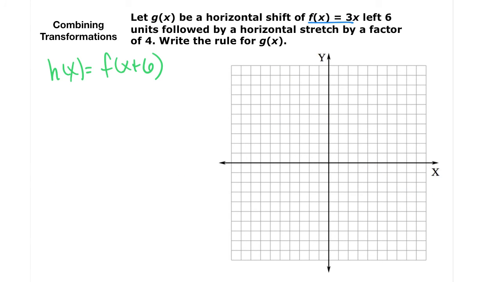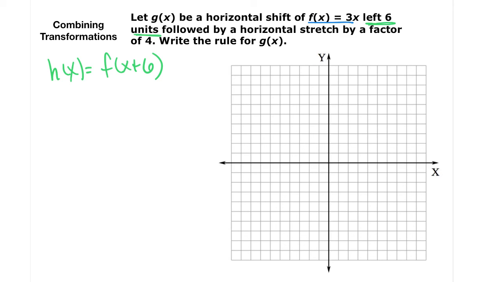Now we're going to be combining transformations, doing 2 transformations to the same function. Our original function is going to be f of x equals 3x, and we are going to be moving that left 6 units. That's what we're going to do first. So I'm going to write down my rule in function notation. So h of x is going to equal f of x plus 6.